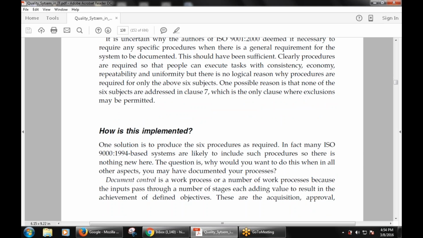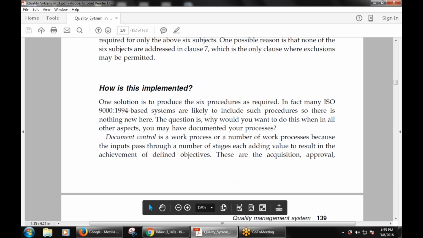There is nothing new there that is applicable for the ISO 9000 standards. And the question is, why would you want to do this when in all aspects you have documented your processes? Why do you need all this, or what is the main requirement? Document control is a work process or a number of work processes. What is document control? It is a work process or number of work processes, because the inputs pass through a number of stages, adding value to the result in the defined objective.